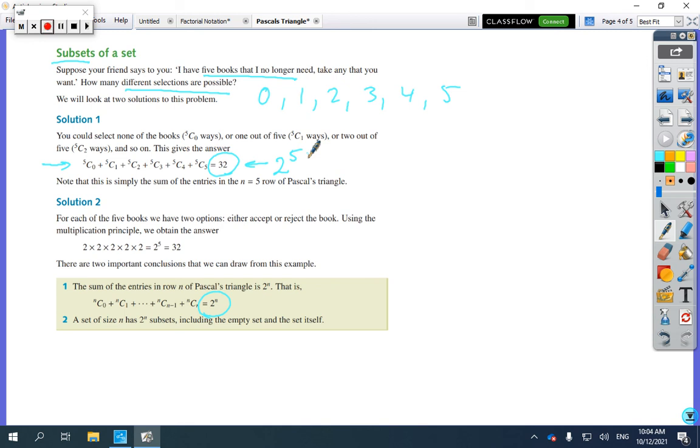Here's another solution. If we've got 5 books, there's another way of saying it: there's two things that can happen. You can either accept it or reject it. So the first book can be accepted or rejected, so 2 ways. Then the second book, the third book, the 4th book, and the 5th book. So there's 32 ways that it can happen. That's just backing it up. But this idea that the sum of the numbers in each row equals 2 to the power of n is also very, very useful. Okay, copy that and come across.